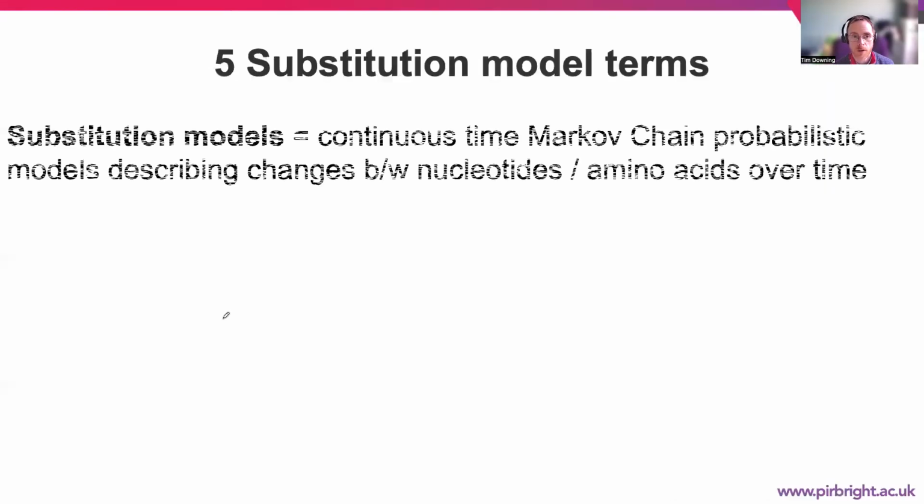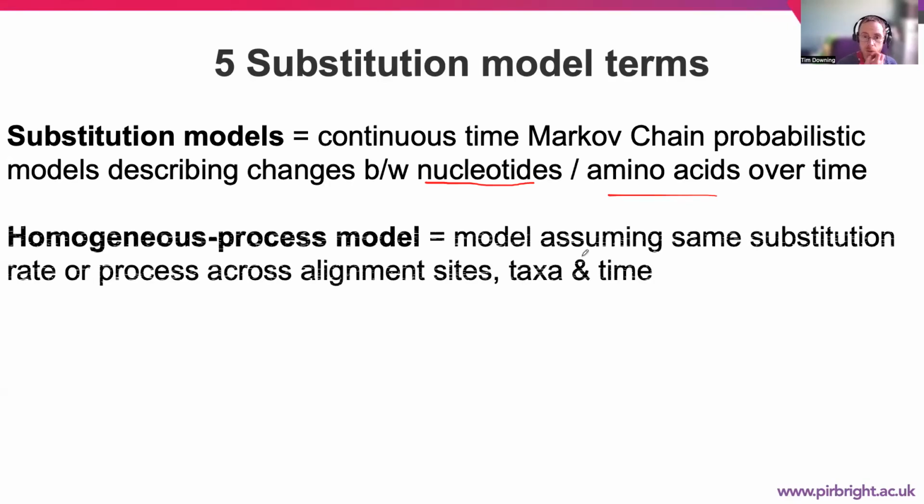So firstly, we have these substitution models, which are continuous time Markov chain probabilistic models describing the changes between the different nucleotides or indeed amino acids over time. For amino acids, obviously that's more complicated. For nucleotides, it's more simple. But the principle for both is very similar. We can think about homogeneous process models associated with this, where we assume, for example, that the same substitution rates are operating across alignment sites, taxa, and time.